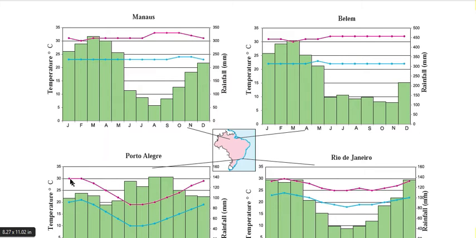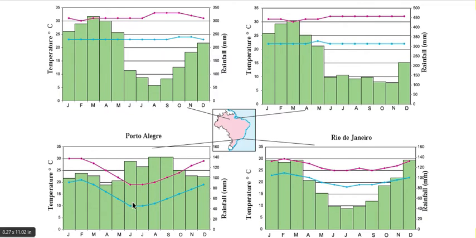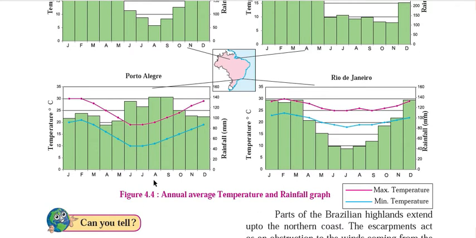Here it is how much? 30, and here it is 20, 10 degrees Celsius, not 20. So this is this one. It is around 9 degrees Celsius. So 30 minus 9, almost 21 degrees Celsius here. And what about this? Here it is 30 and here it is 19, so 11 degrees Celsius, right? So in Porto Alegre you will find the maximum temperature difference.